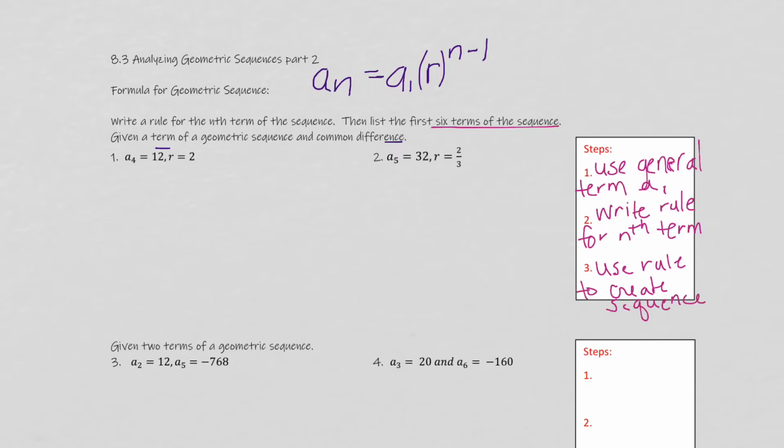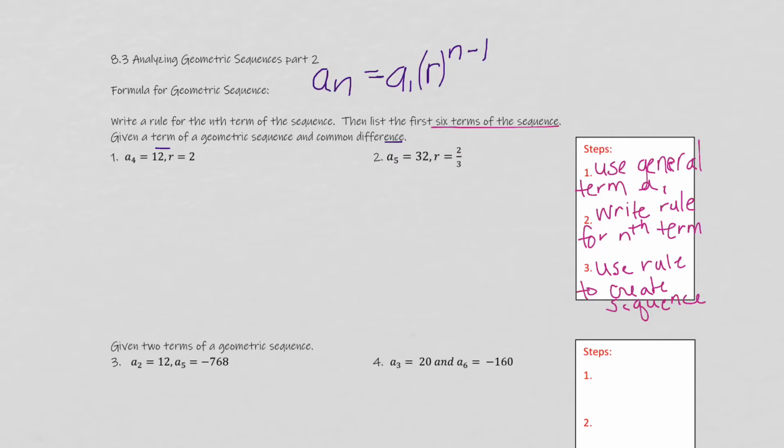All right, so let's go ahead and try number 2 then. This time we are given that our fifth term is 32 and my ratio is 2/3. Remember, in a geometric sequence, I'm multiplying the first term by 2/3 and going from there.